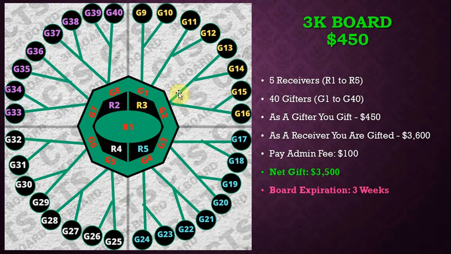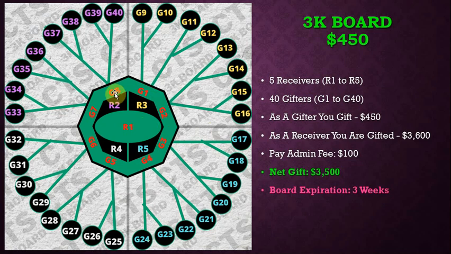So as again you could see, it's color coded. R3 would get from G9 to G16. That's where his gifts are coming from. And R5, their gifts are coming from G17 to G24. R1, his gifts will be coming from G1 to G8.